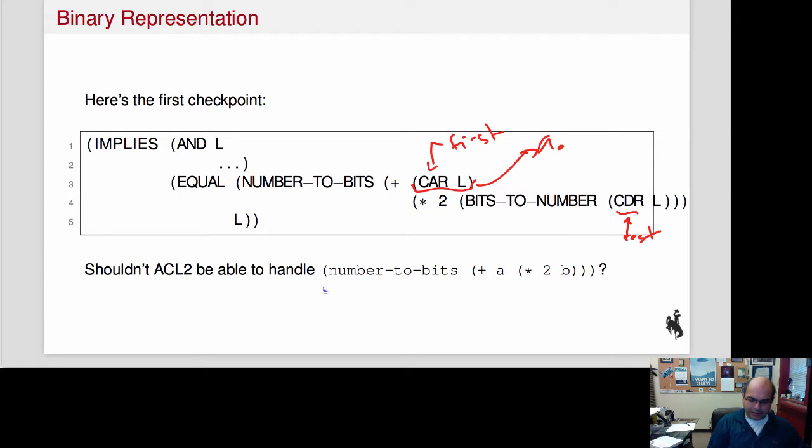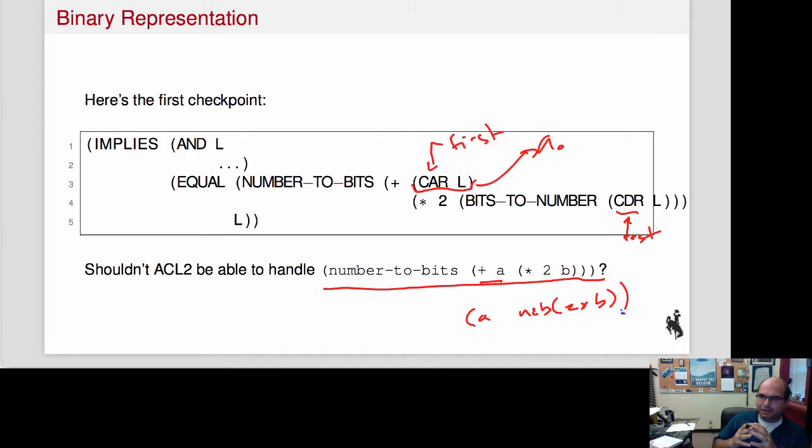Now, what's happening actually is this. It looks at number to bits, and it can't tell what that is, right? But you and I should be able to tell what that is, because that should be A in front of number to bits of 2 times B, right? I mean, intuitively, because L is a list of bits. So that's what we have to tell it, right?